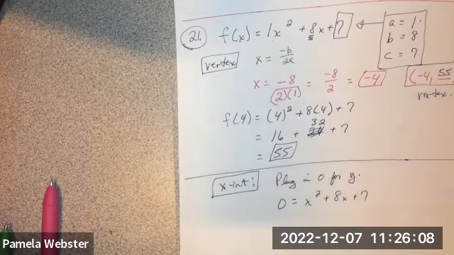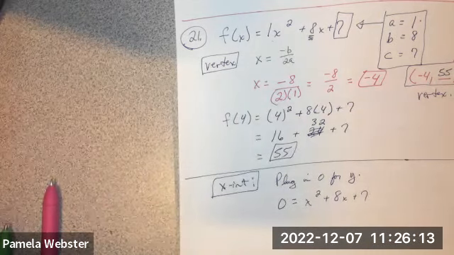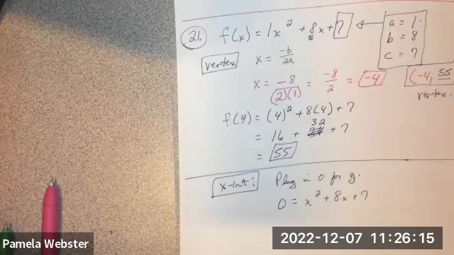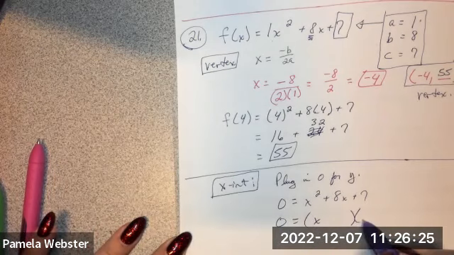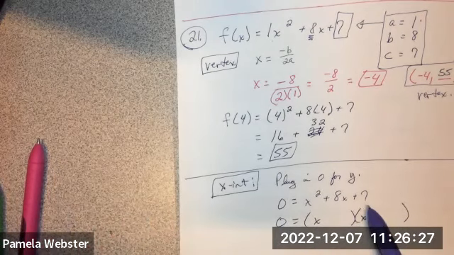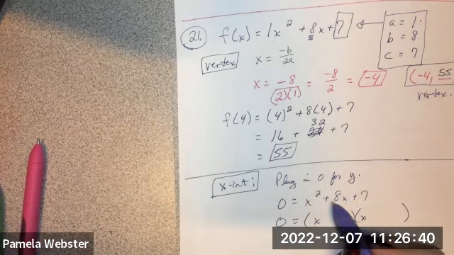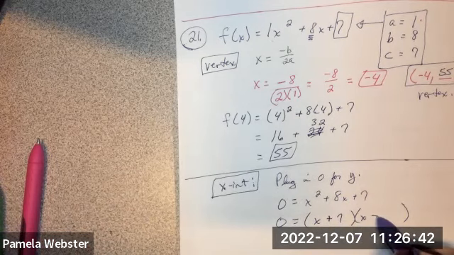A ton of these will factor, but occasionally you'll have one that doesn't factor. If you run into one that doesn't factor, you're going to use the quadratic formula. But hopefully you're looking at this one going, I think that factors. And it does factor. It's going to be x and x. Tell me two things that multiply to give me 7 but add up to give me 8. It's a 7 and the 1, right? Because these are all positive, it doesn't matter which order I put them in.